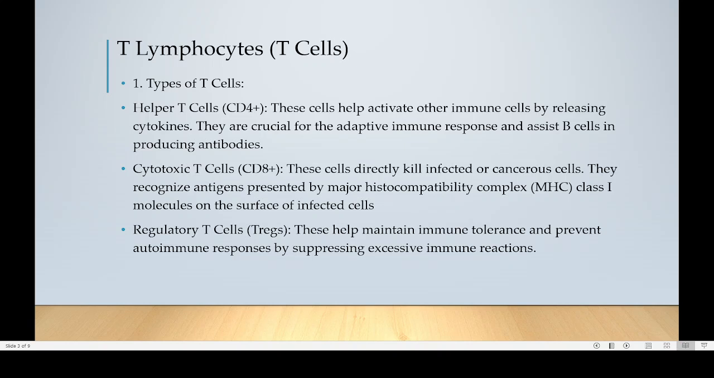There is a type of biochemical substance known as cytokine. They help in stimulating the immunity. So the main function of T lymphocyte or helper T cell is that they will be stimulating other immune cells by releasing a substance known by the name cytokine. So it is by cytokine they are controlling or influencing the immunity, and they are crucial, or means important, for adaptive immune response and assist B cells in producing antibody. So B cells' main function is that they will be concerned with producing antibody. So helper T cell also help B cell in producing antibody. So there is another function.